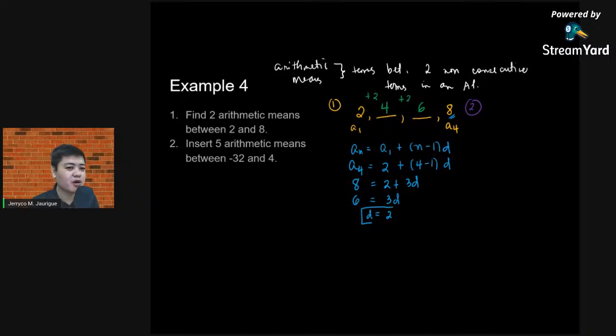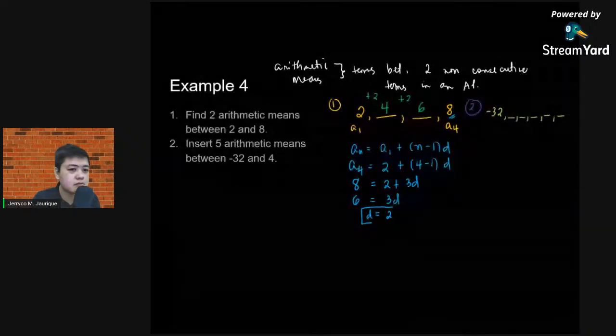Okay, so mukhang nagsosolve pa kayo. Tulungan ko yung mag-solve. Insert 5 arithmetic means between negative 32 and 4. So negative 32, I'll just put it here. Negative 32, tapos 5 arithmetic means. So ibig sabihin 1, 2, 3, 4, 5. Sana kita nyo pa. And then 4.